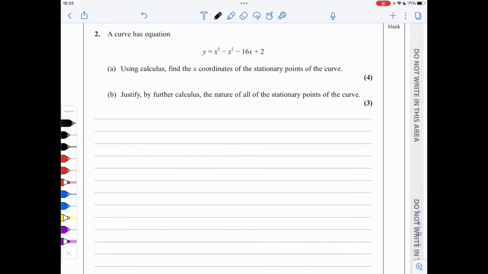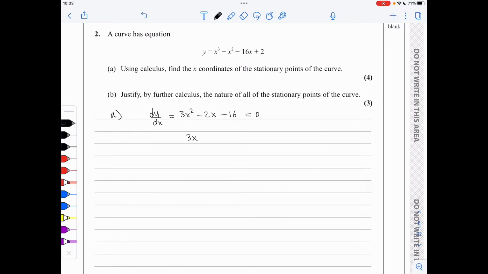In question 2, we've got the curve with equation y is x cubed minus x squared minus 16x plus 2, and we need to use calculus, this means differentiation, to find the x coordinates of the stationary points. We know that for differentiation we get the power down and we deduct 1 from the power to get 3x squared minus 2x minus 16. We set it equal to 0.